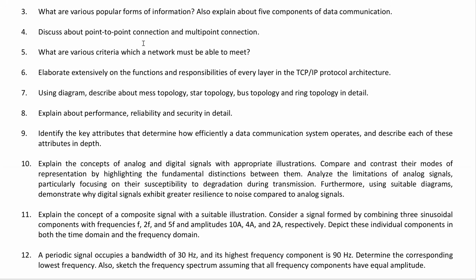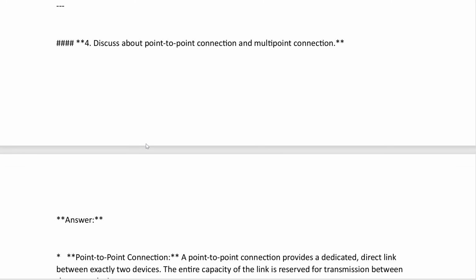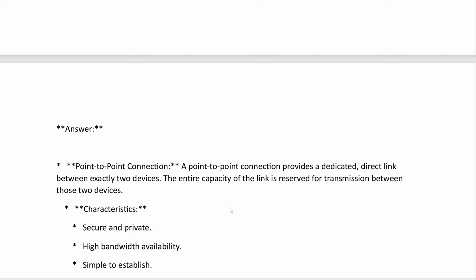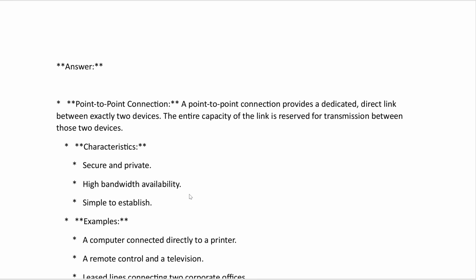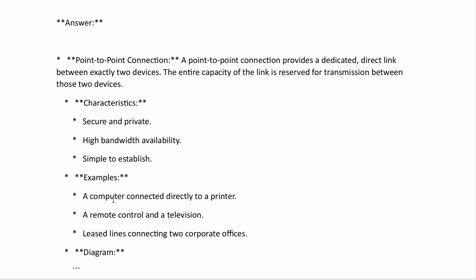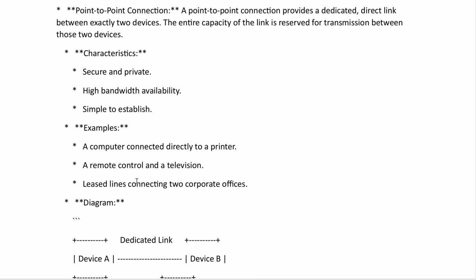Let us come to question number four. Discuss point-to-point connection and multi-point connection. So a point-to-point connection provides a dedicated direct link between exactly two devices. The entire capacity of the link is reserved for transmission between those devices. Its characteristics are that it is secure and private, provides high bandwidth availability, and is simple to establish. Examples of point-to-point connection: a computer connected directly to a printer, a remote control and a television, and leased lines connecting two corporate offices are a few examples of point-to-point connection.